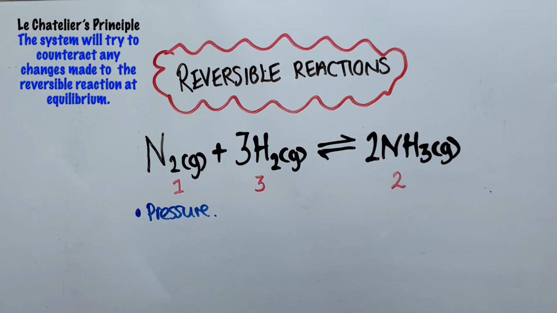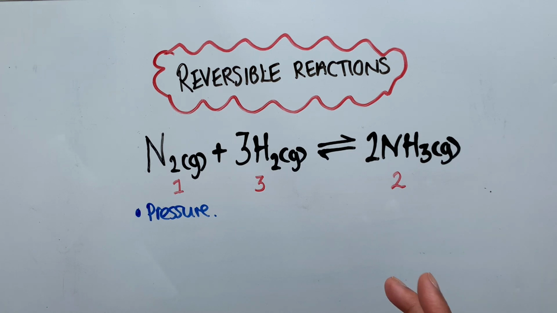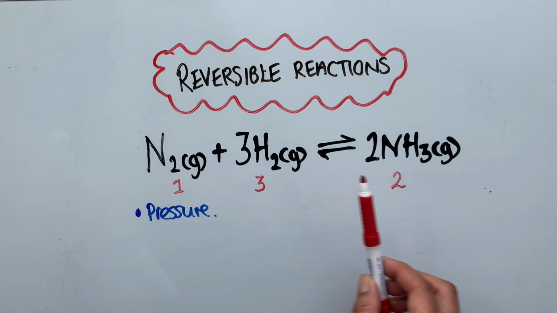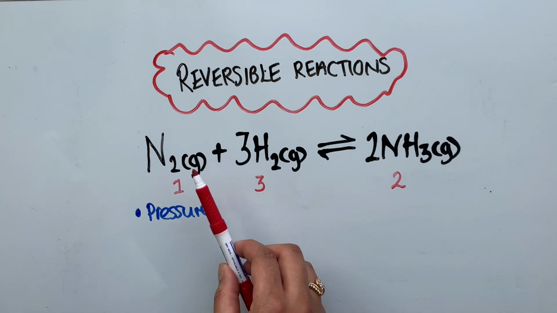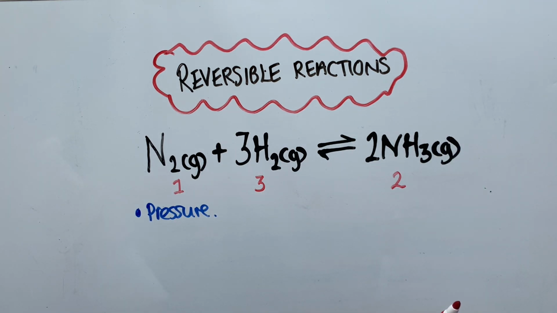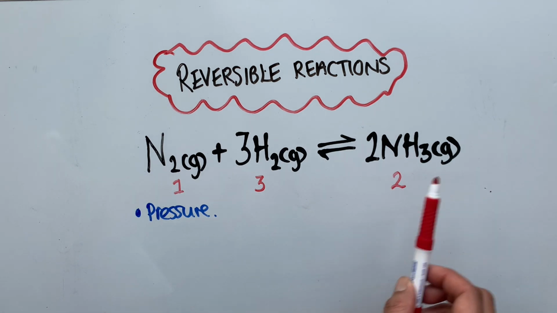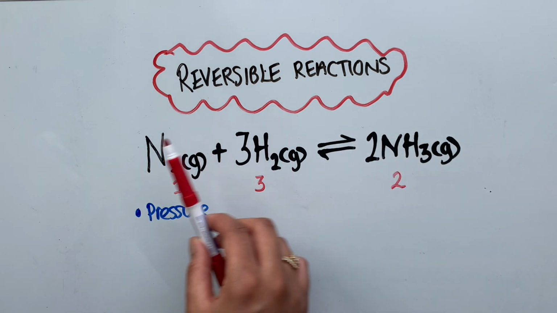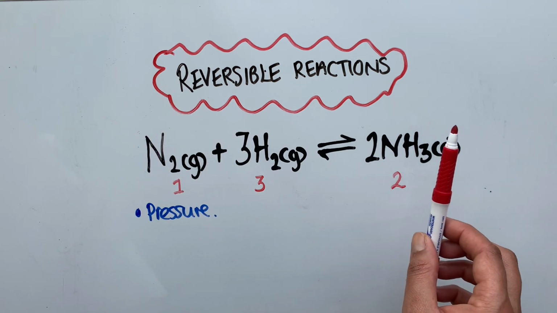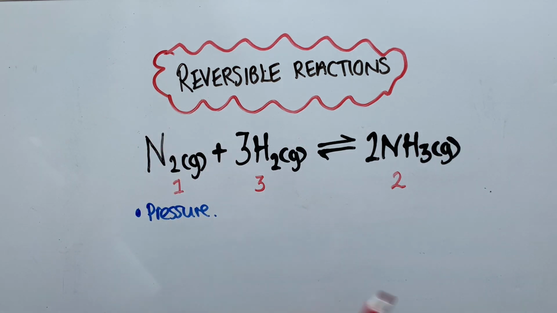So if we are going to increase the pressure, by increasing the pressure we're trying to push the particles closer together, the equilibrium is going to try and reduce this by moving in the direction where there are fewer gas particles. So in this case, the equilibrium will shift in the forwards direction. If we decrease the pressure, then the equilibrium is going to shift in the direction where there are more molecules of gas. So in this instance, a decrease in pressure will shift the equilibrium towards the left.